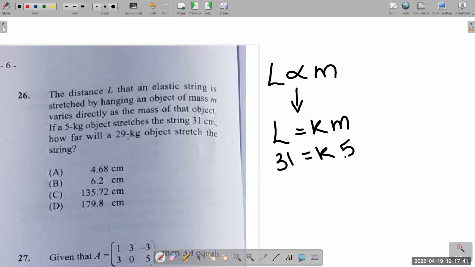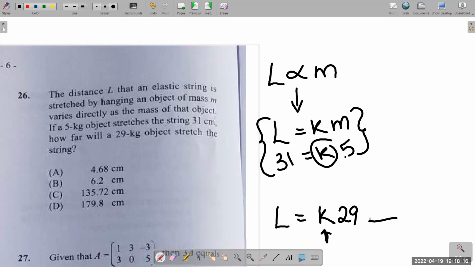How far will a 29 kg object stretch the string? So you realize now they want us to find L for something that has a mass of 29. Everybody see, once we know what K is, we know how to find that length. Let's take a moment just to make sure we understand what's going on here. You use the information you get before to calculate what you need, which is K, to calculate the actual question. That's really how variation works, you know.